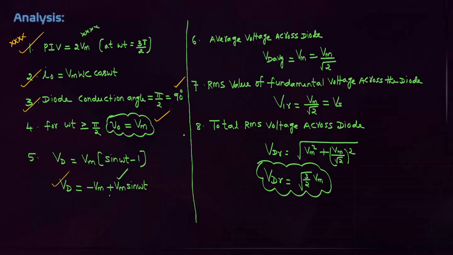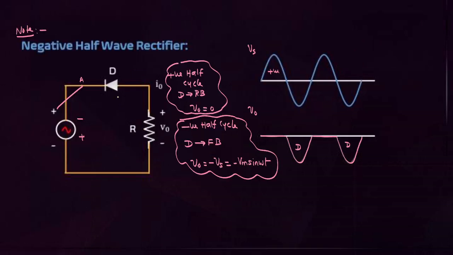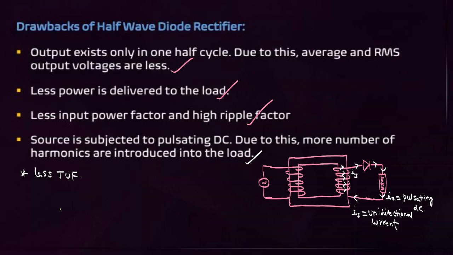This is the voltage across the diode. Average voltage across the diode, RMS fundamental voltage, total RMS voltage. This is for purely capacitive load. These are some special circuits. If a resistor with a capacitor arrangement is there, how can we get the output waveform? If the diode is in this direction, then only the negative half cycle output we can get.